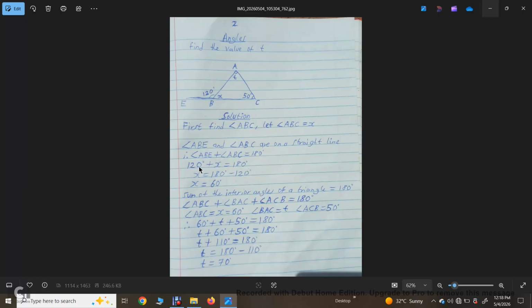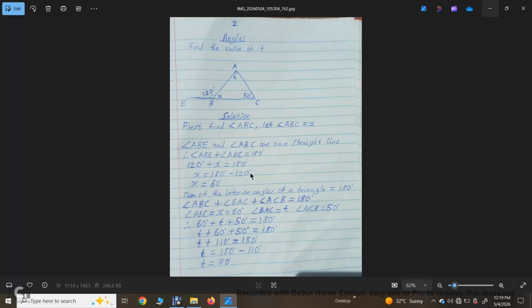So 120 degrees plus x is equal to 180 degrees, since angle ABE is 120 degrees and angle ABC is x. Now I want to find x, so we make x stand alone at the left side of the equal sign. So you have to move this 120 degrees to the other side of the equal sign.